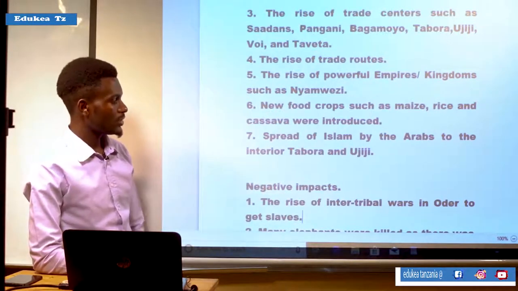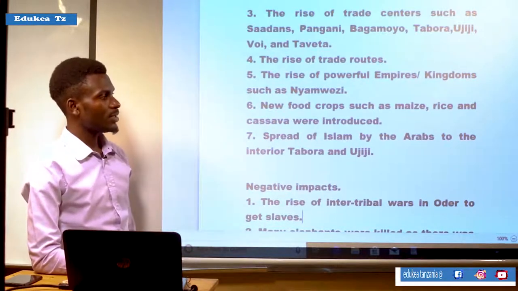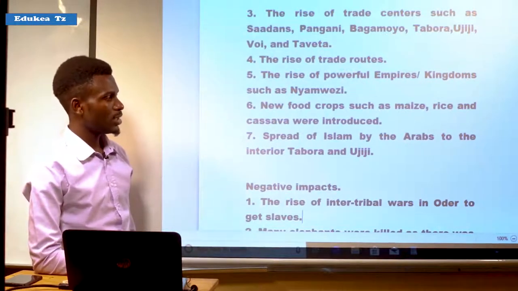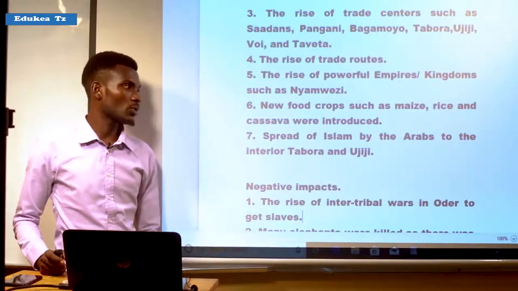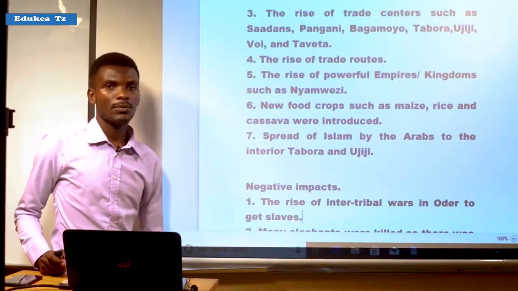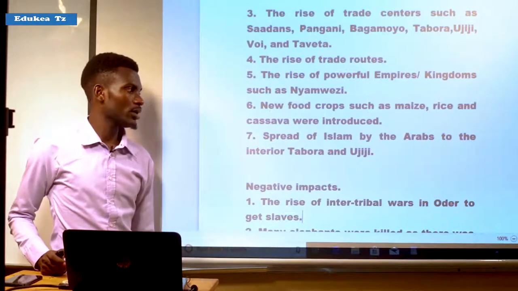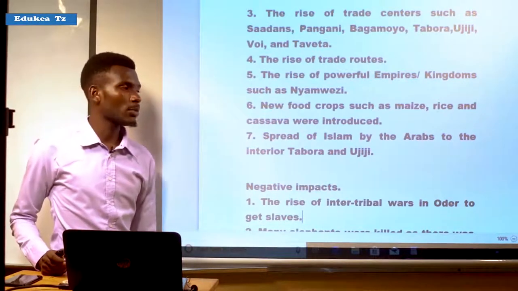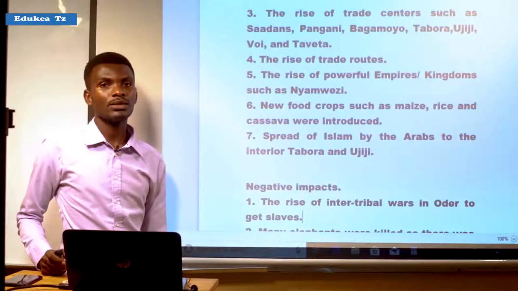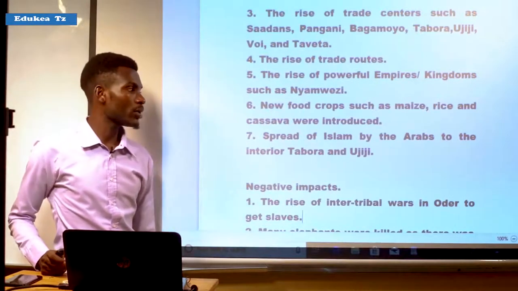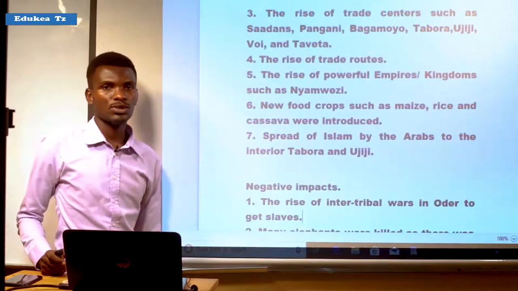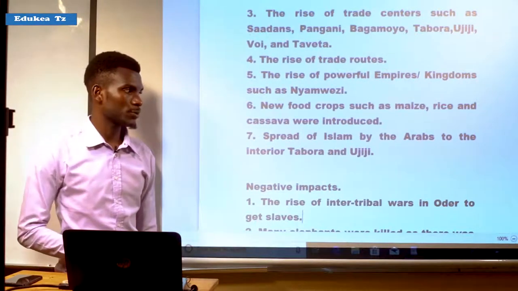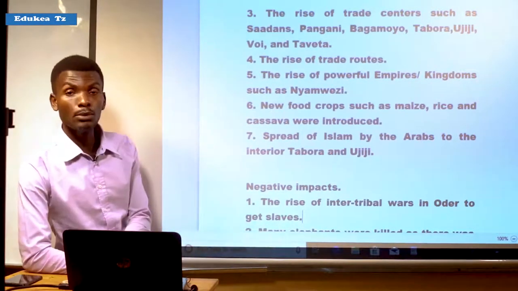But also the last one, the spread of Islam by the Arabs to the interior of Tabora and Ujiji. It means that there was much spread of the Islamic religion by the Arabs to the interior part of Tabora and Ujiji. And thus, until now, if you go to Tabora, you will find that there are many Muslims in Tabora and Ujiji.